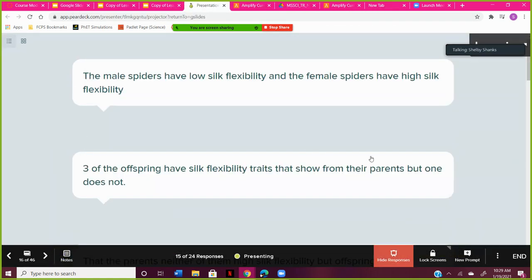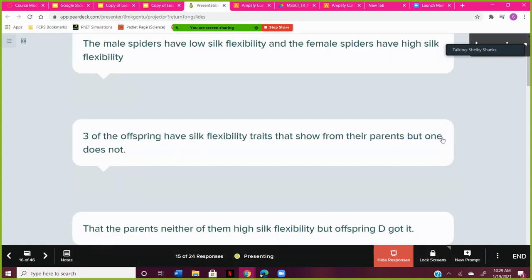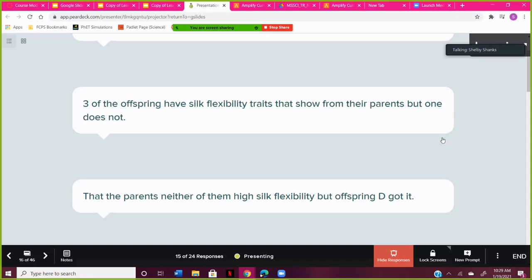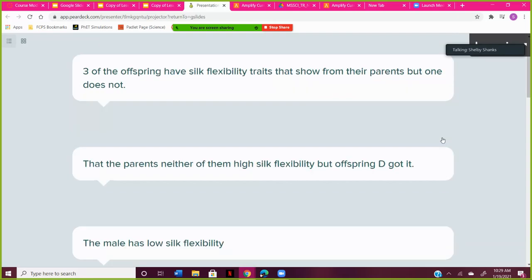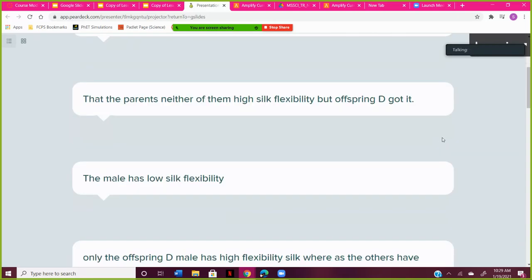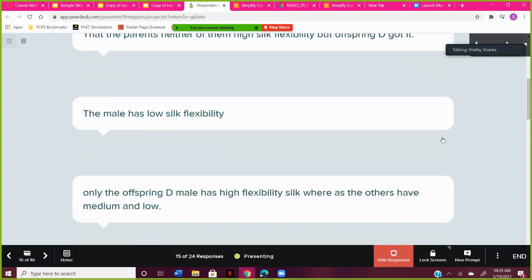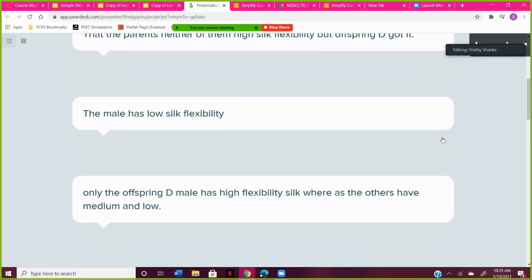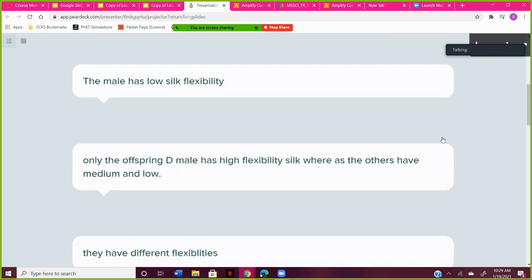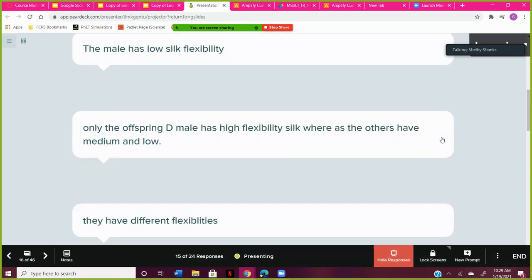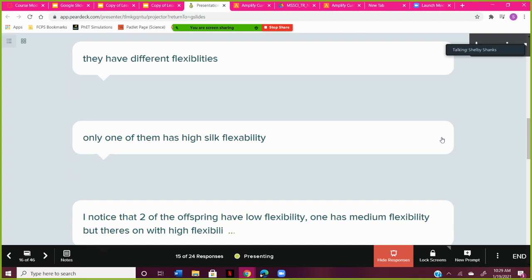All right, let's see. Male spiders have low silk flexibility. Female spider has high. Three of the offspring have silk flexibility traits that show their parents, but one does not. Neither of the parents have high silk flexibility, but offspring D does. Males have low. They have different flexibilities.